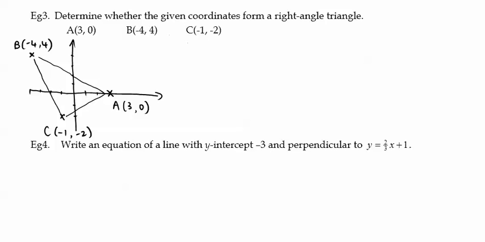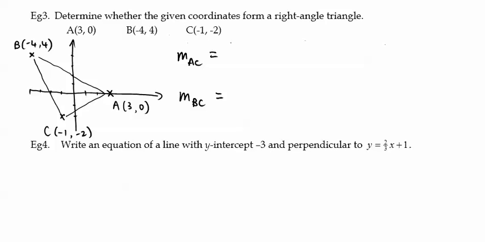Which two lines do you want to work with? Do you need the slope for all 3 lines? No. You probably will only need the slope between A and C and the slope between B and C. If these 2 lines will give slopes that are negative reciprocals of each other, then we will have a right angle, and therefore this is a right angle triangle.